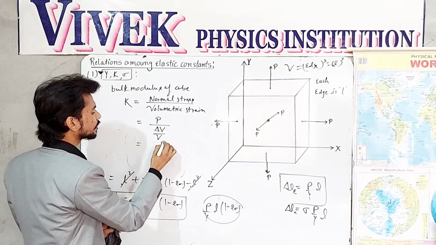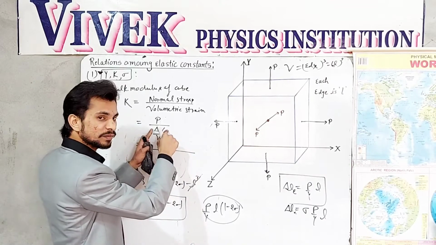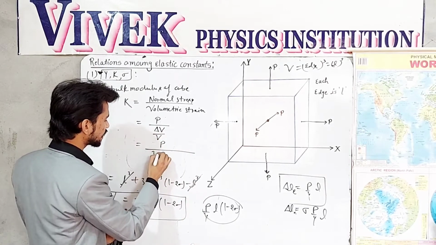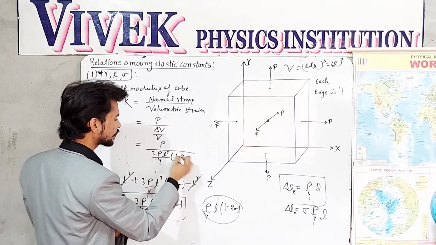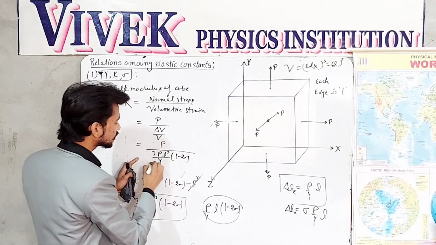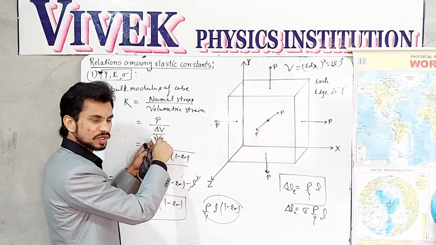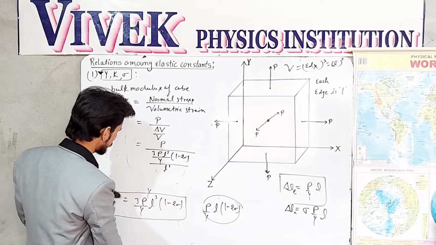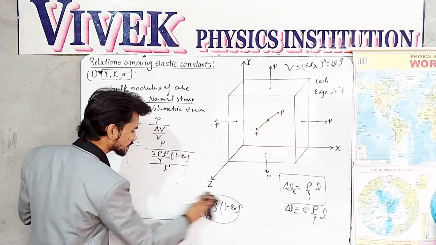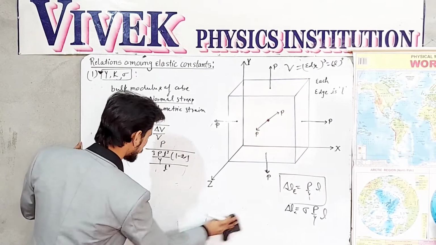So this is the P. This is the delta V. Delta V is this value: 3P L cube divided by Y, times 1 minus 2 sigma. This is the value of delta V divided by initial volume. V is the initial volume. What is the V? V is L cube. So this is what we have, the bulk modulus of this cube material.